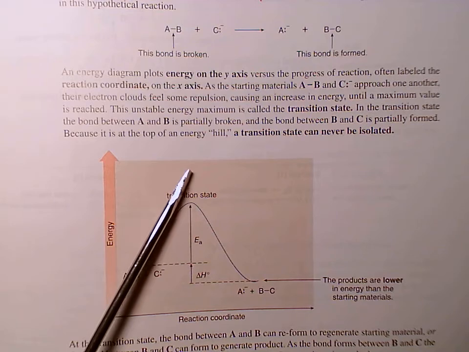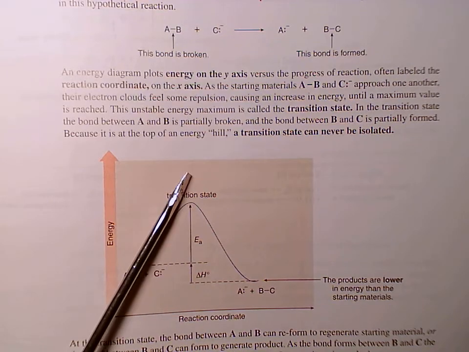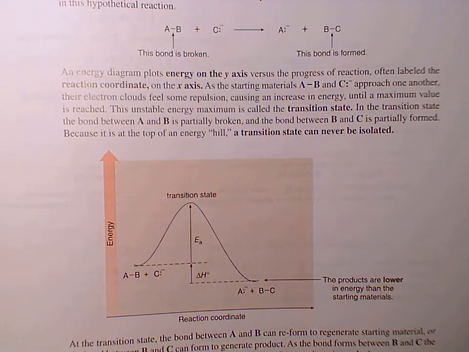The taller this hill is, the larger the activation energy, the fewer the molecules that have enough energy through their collisions to break the bonds that need to be broken, the slower the reaction is going to be. Large activation energy means slow reaction. Low activation energy means fast reaction.